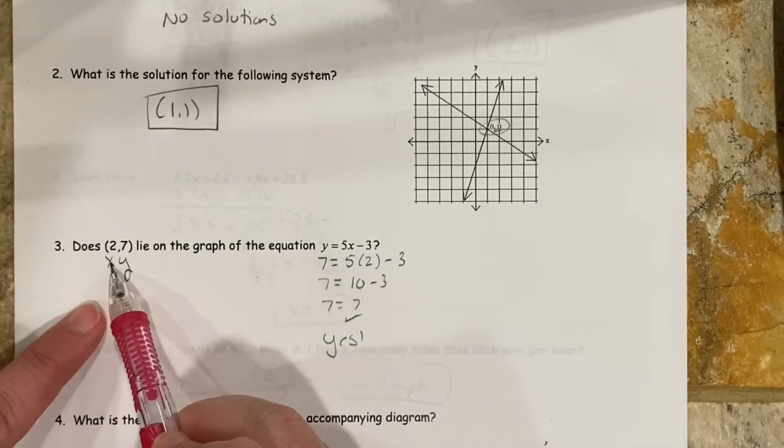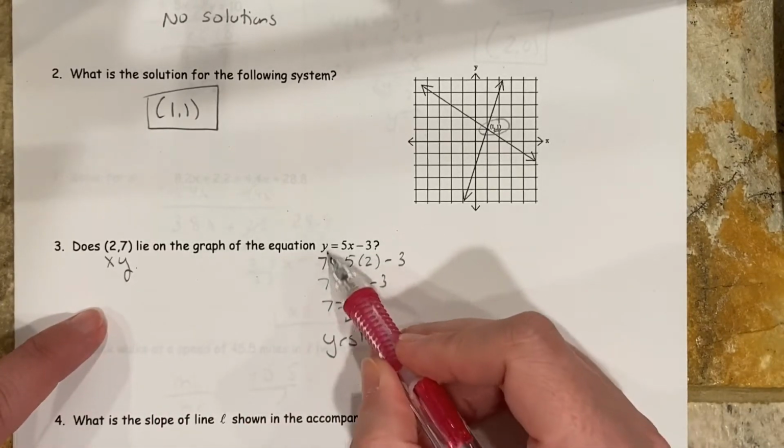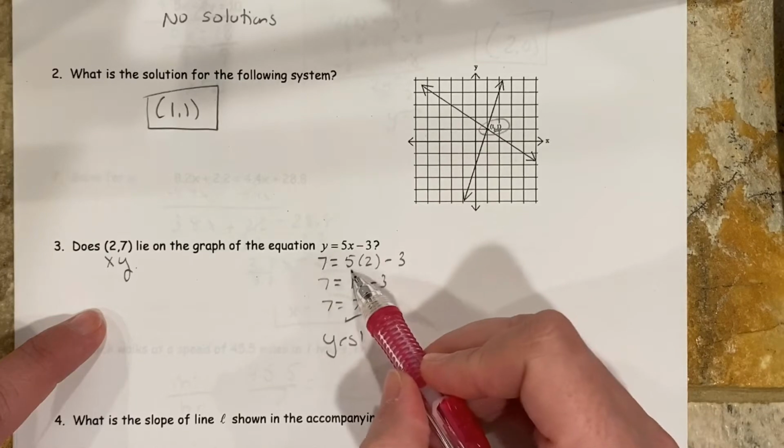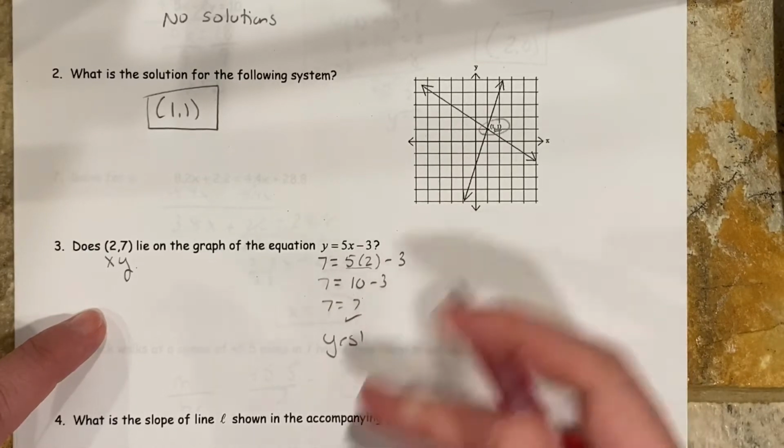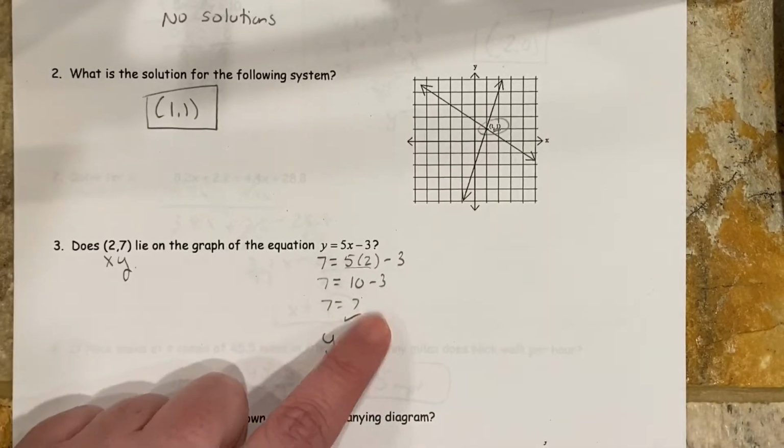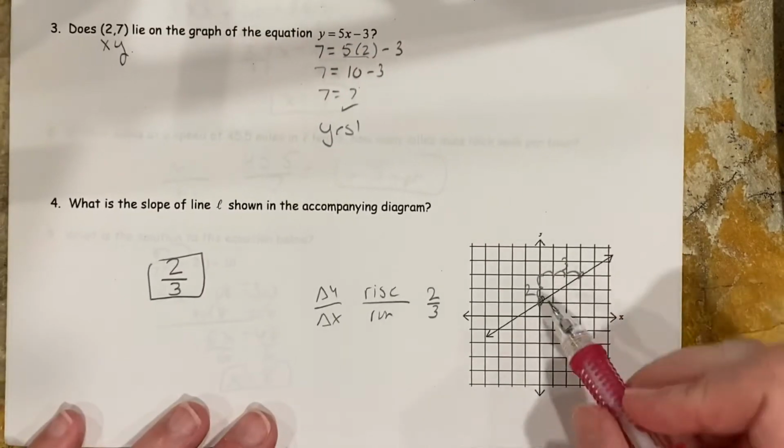All right, number 3, you want to check if this is correct. Remember, the first coordinate is x, the second is y. So plug in y for 7, x of 2. Always do your multiplying first, then your subtraction. Always follow order of operations. You should get yes.